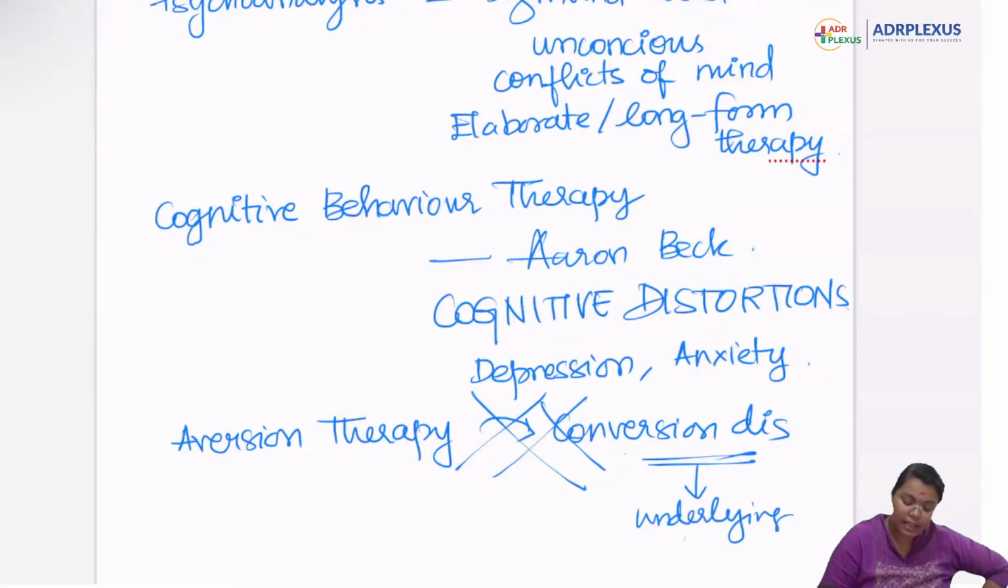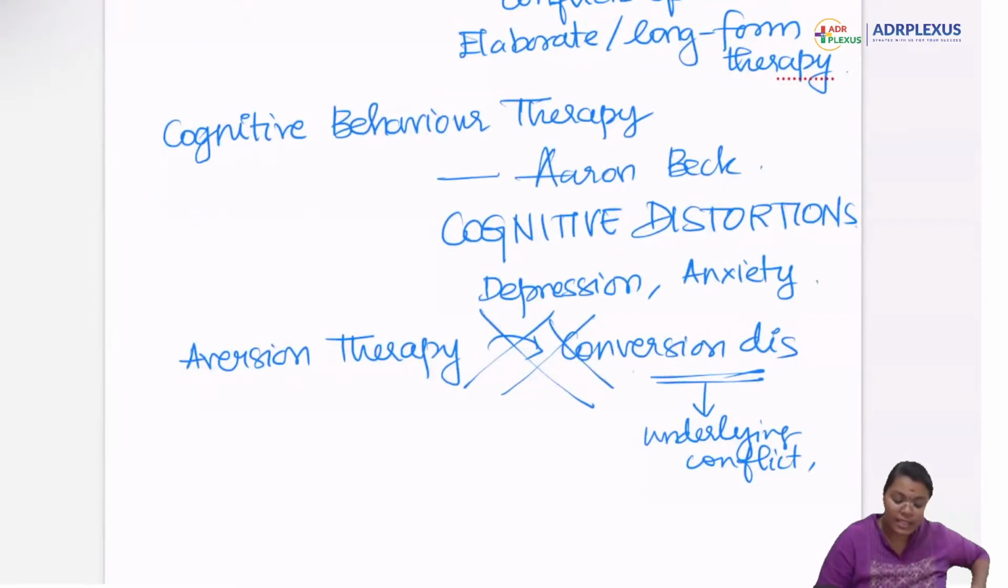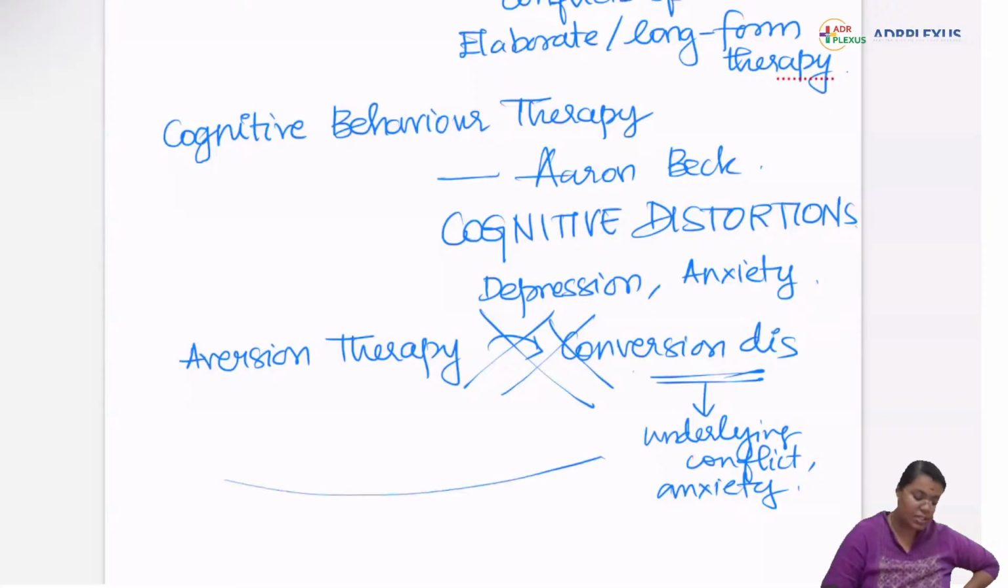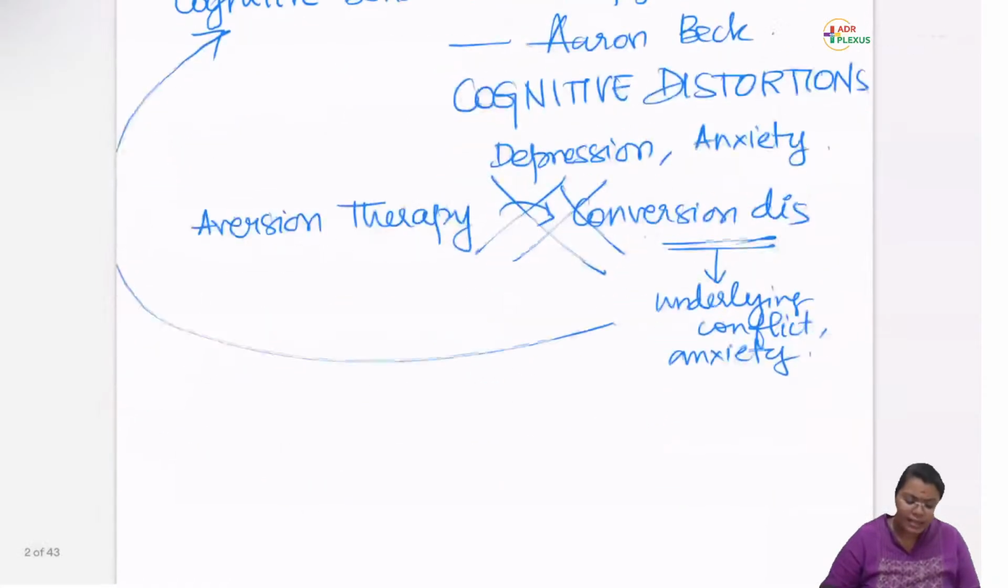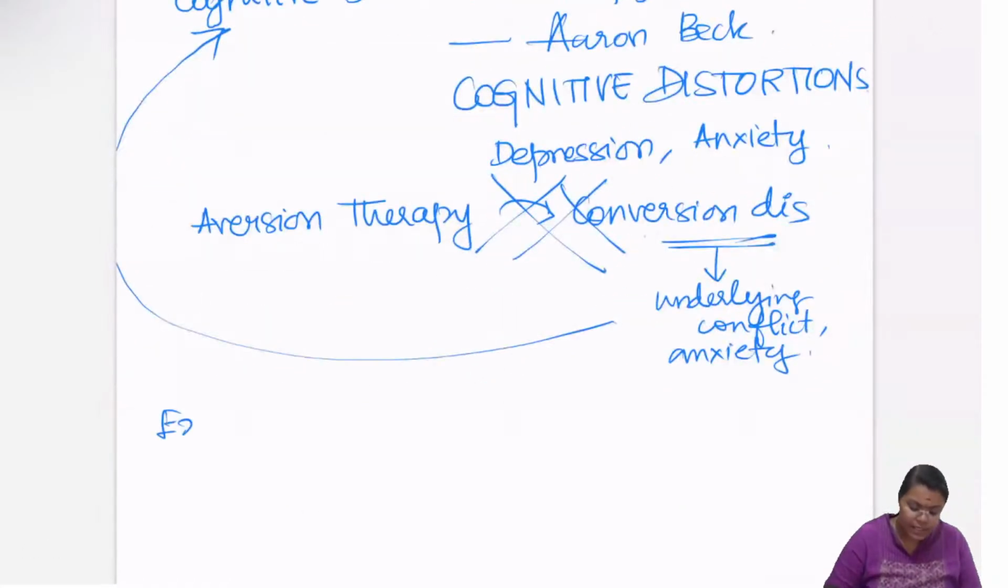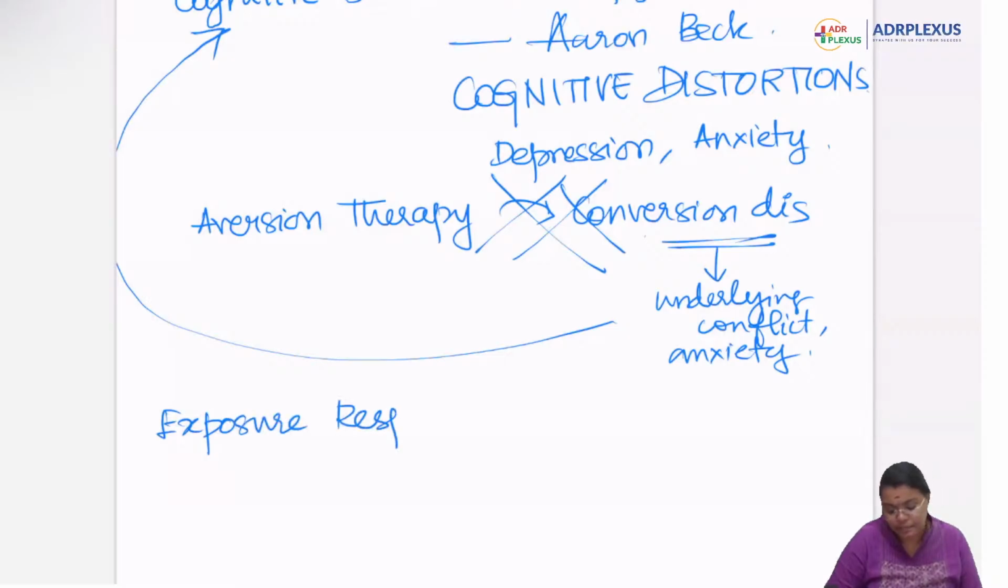So this underlying conflict, and maybe some anxiety, maybe some depression, has to be corrected through cognitive behavior therapy only, not by giving some aversive painful stimulus, etc. Other than that, there are certain behavior therapies like exposure and response prevention, which is indicated for OCD, right?